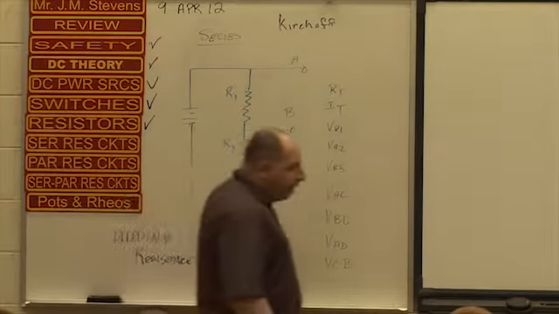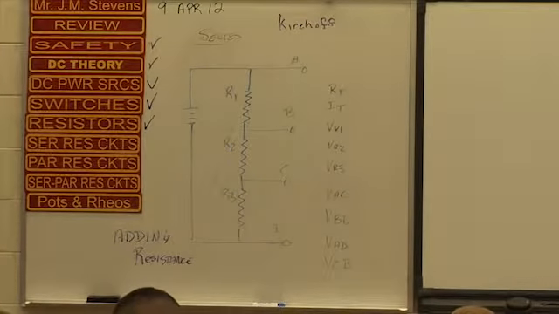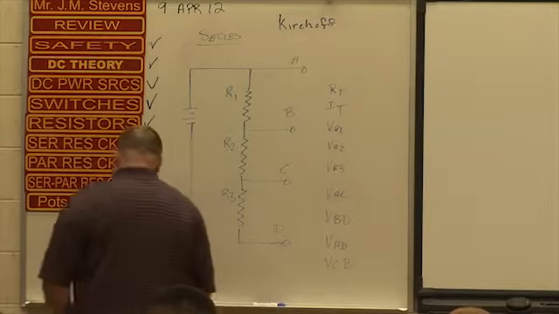Resistive circuit. How do I know that current is common in series? Just by looking at it. How do we know? There's only one path. Yes, one path for current.